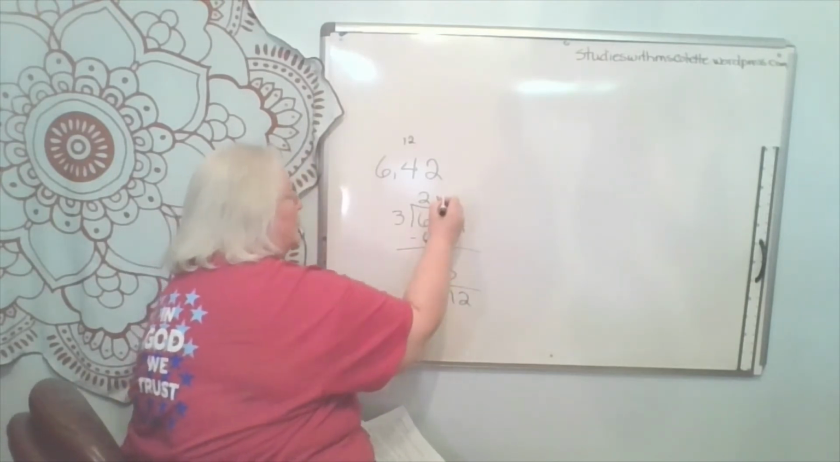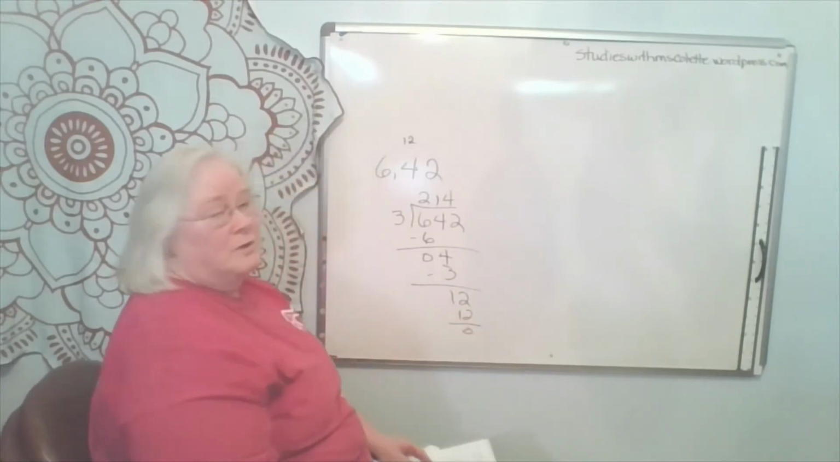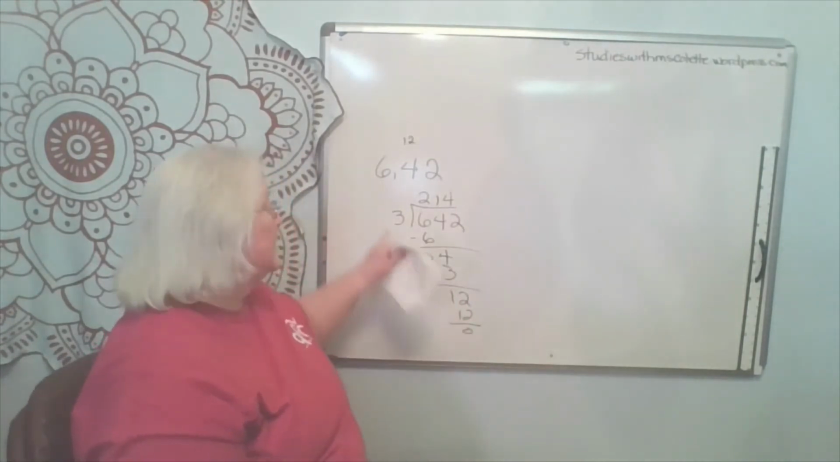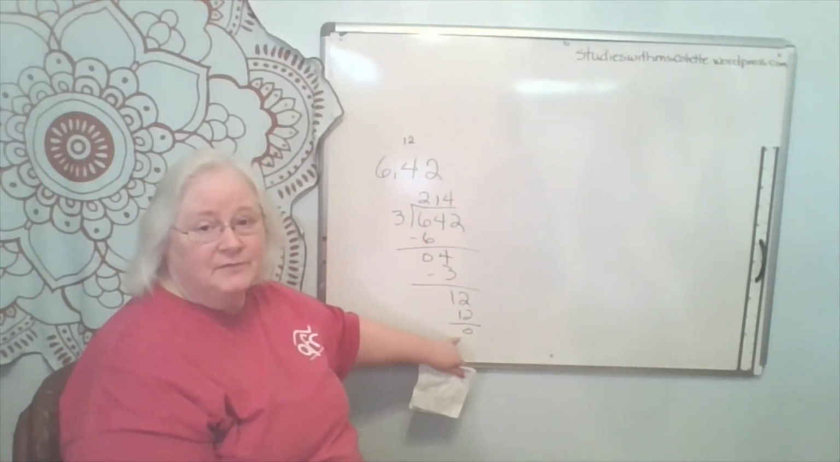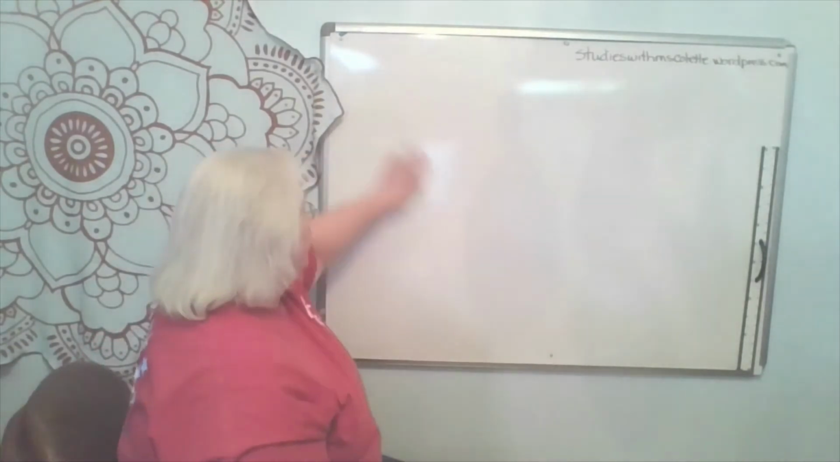3 will go into 12 4 times. 4 times 3 is 12. So yes, it will go into it. Because remember, divisibility means that it can go into the bigger number evenly. So you have to come up with a 0 at the end. Okay? So let's try another one for 3.